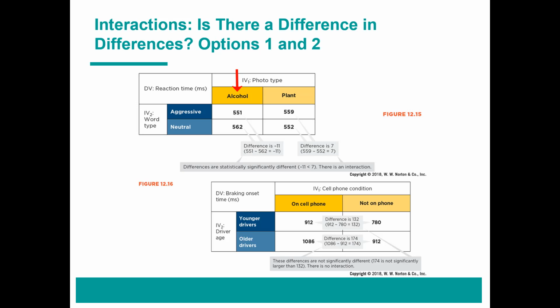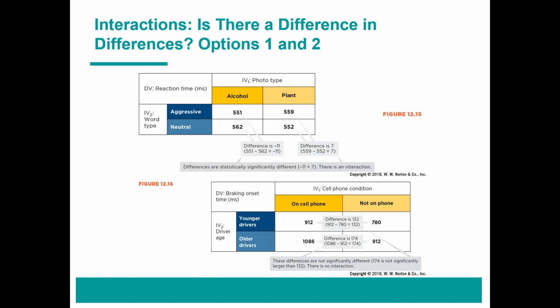The difference between the aggressive and neutral conditions for the alcohol photos is 551 minus 562, or negative 11. Then move to the second level of independent variable 1, plant photos. The difference between aggressive and neutral words for plant photos is 559 minus 552, or 7. Make sure to go the same direction both times. Aggressive minus neutral. There are two differences, negative 11 and 7.